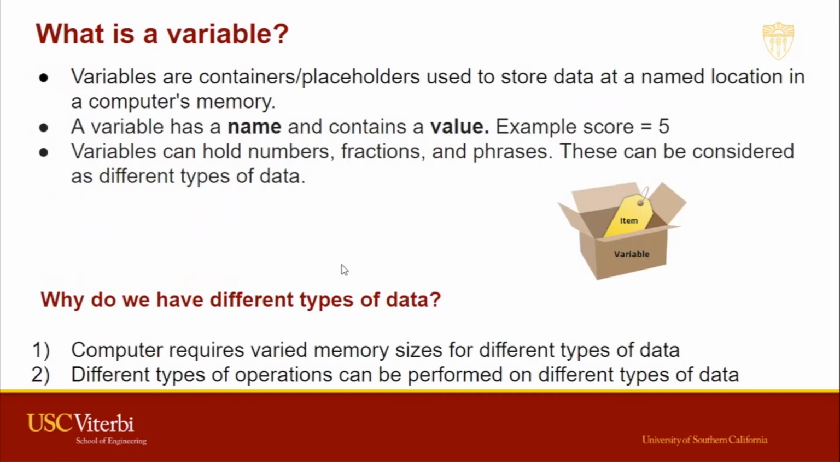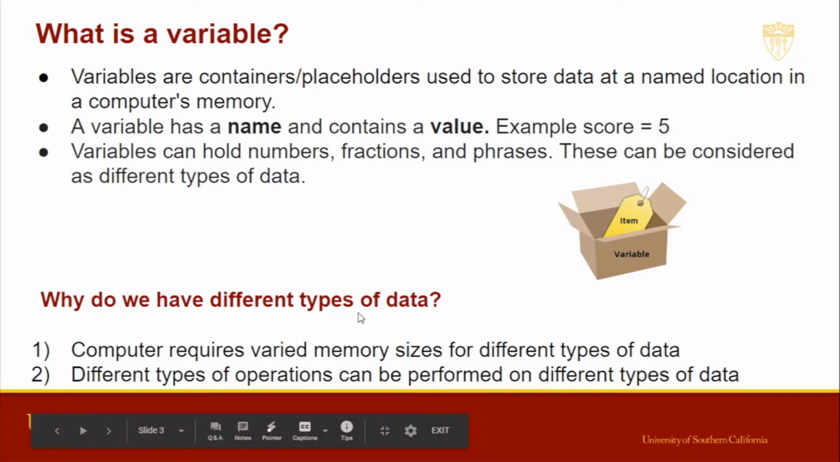Now, what is a variable? It is basically a container or a placeholder where we can store our data at a particular location in the computer's memory. So a variable has two parts, a name and a value. So here we have a name, that is score, and value, that is 5. Variables can hold numbers, fractions, phrases, and all of these are different kinds of data. So it's like putting an item in a box. This variable is that box and it safely keeps that item.